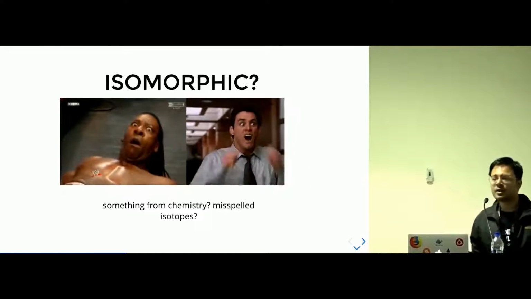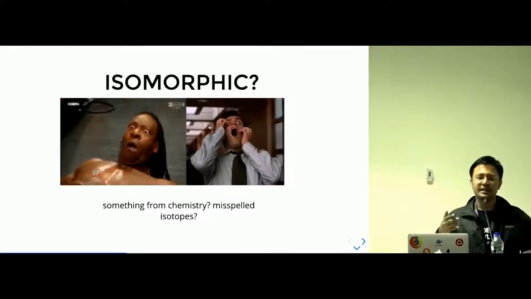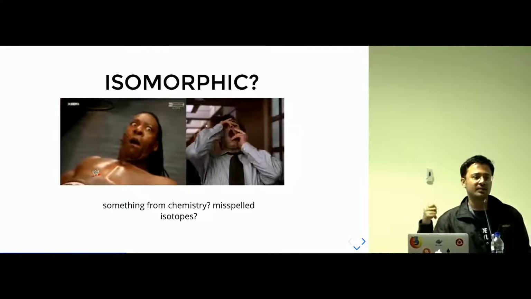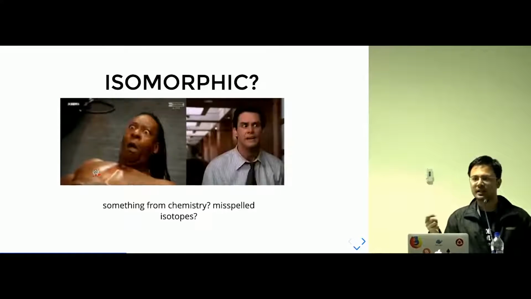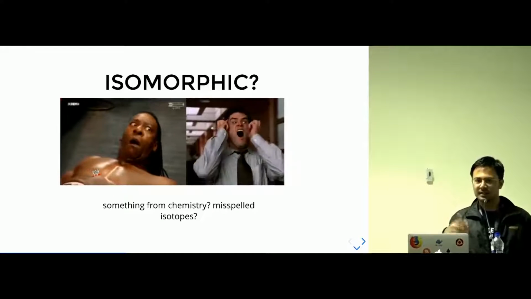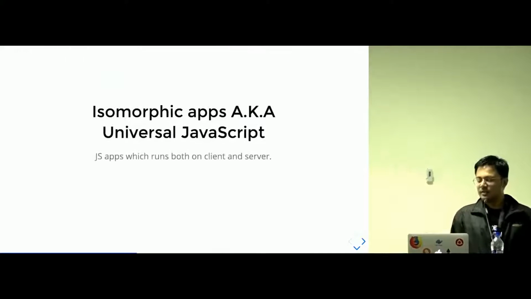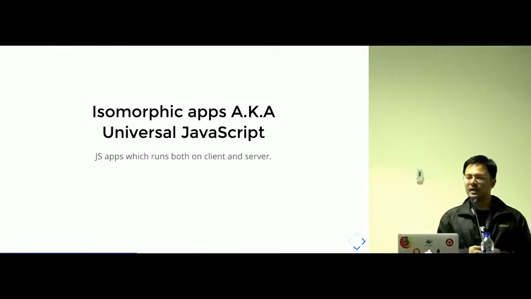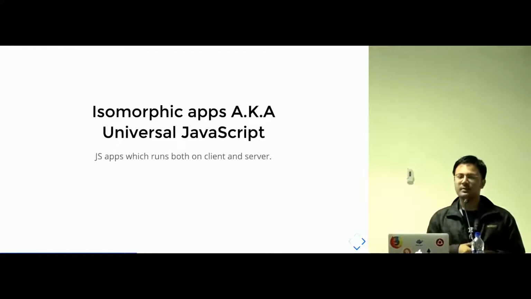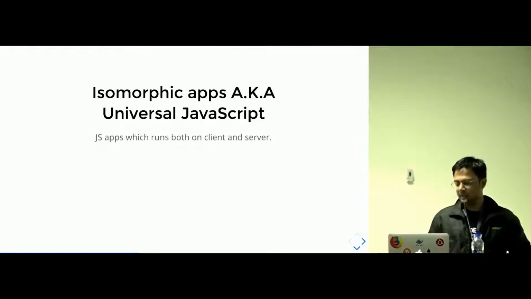So what is isomorphic in the first place, right? You might have these kinds of reactions when you hear this word isomorphic. Like, what are you talking about? Is it something related to chemistry? Is it a misspelling of isotopes? Isomorphic apps, also known as universal JavaScript, are apps whose JavaScript code runs on both the client and the server. Let me try and explain.